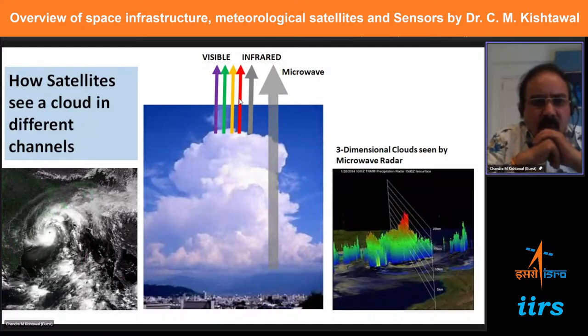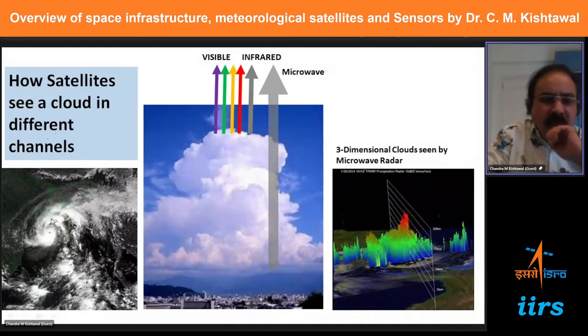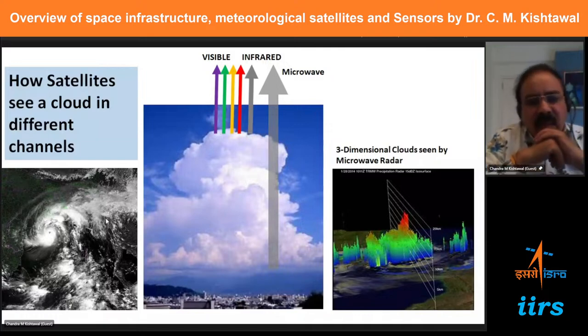And how do satellites see a cloud in different channels? As I told you in the beginning, all the visible and infrared channels. This is the picture in the visible channel. And similarly, for example, our INSAT-3D satellite has a 6-channel imager, which operates in the visible, shortwave infrared, middle wave infrared, and then 2 IR channels and 1 water vapor channel. All these are basically infrared frequencies, and infrared frequencies absorb the radiation very quickly. Because of that, you cannot see more than a few meters of the cloud in these images.